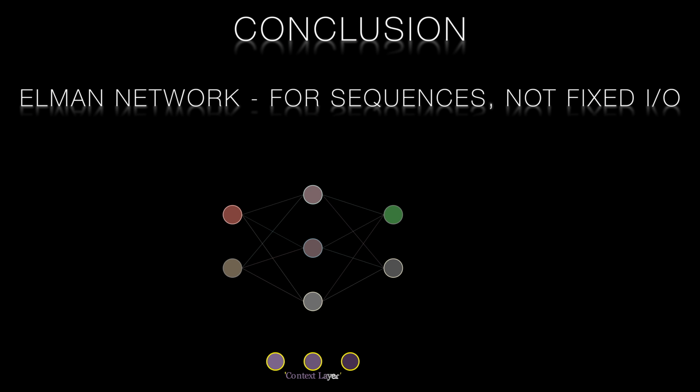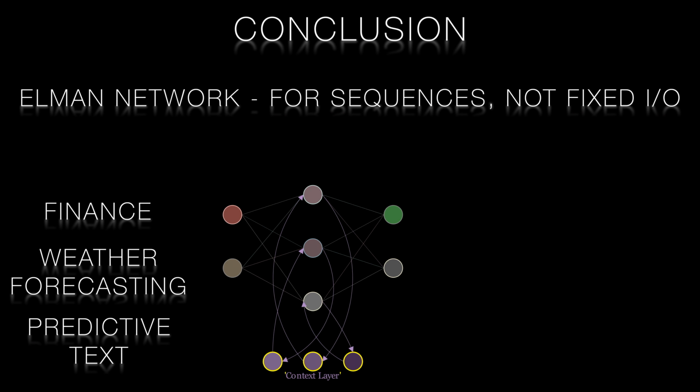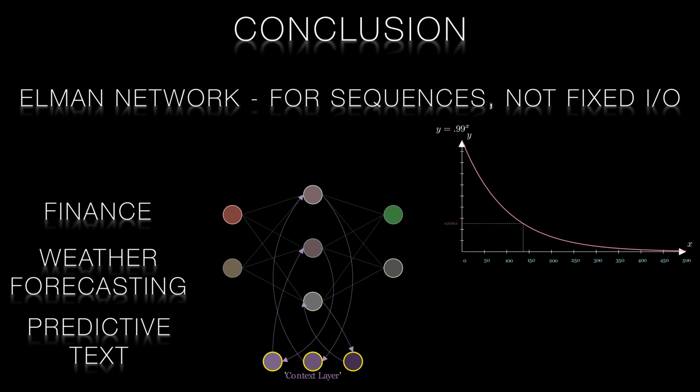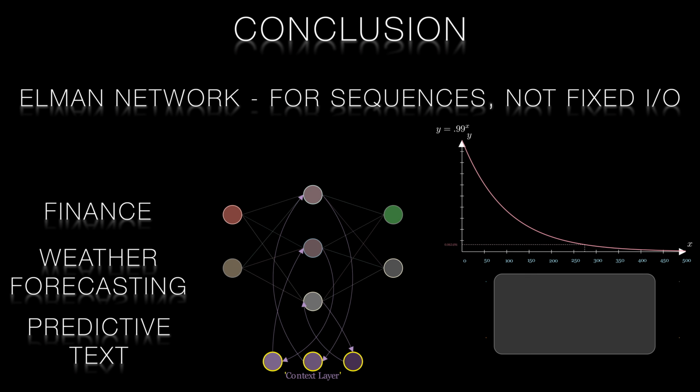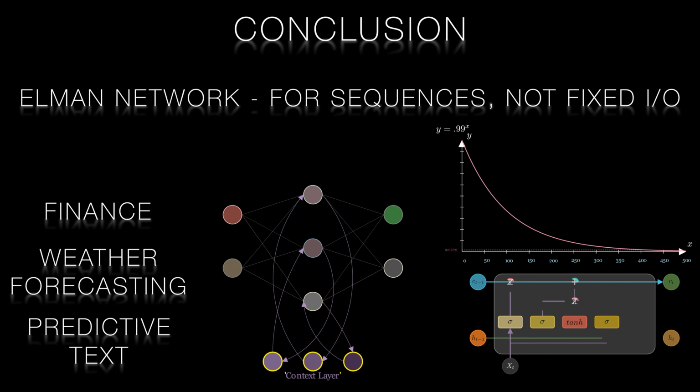In this episode, we looked at the Elman Network, one of the first recurrent neural networks that was developed to solve the challenge of processing sequential data. We saw how the Elman network uses a feedback loop architecture and a context layer to maintain a hidden state or memory for capturing medium-term dependencies in the sequence. We discussed some of the real-world applications of Elman networks, including finance, weather forecasting, and predictive text language models. As we saw, Elman networks are not without their challenges, such as the vanishing and exploding gradients problem and difficulty in capturing very long-term dependencies. These challenges motivated the development of more modern architectures, such as the Long Short-Term Memory Network, which we'll discuss in the next video.